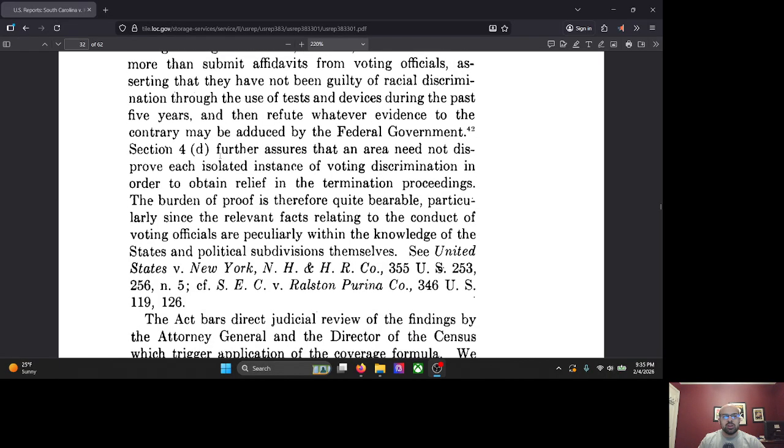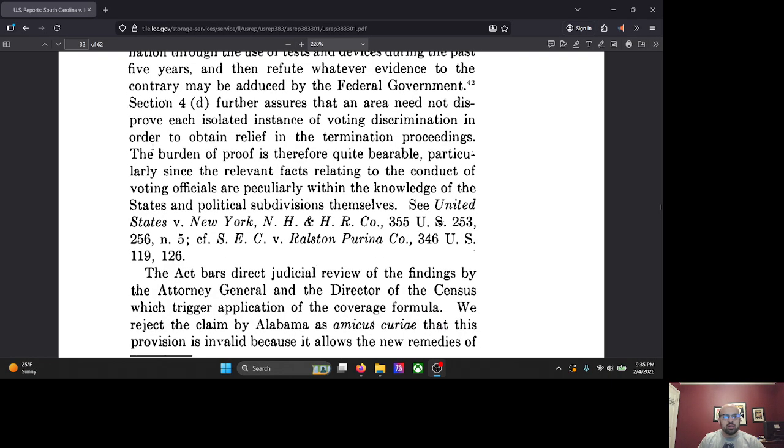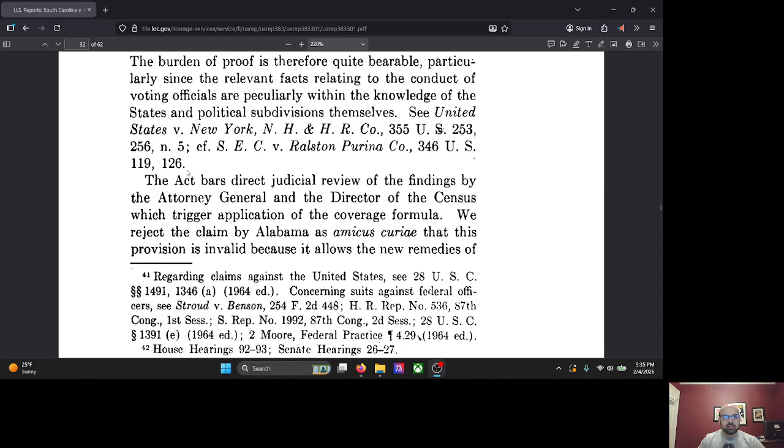Subsection 4D further assures that an area need not disprove each isolated instance of voting discrimination in order to obtain relief in the termination proceedings. The burden of proof is therefore quite bearable, particularly since the relevant facts relating to the conduct of voting officials are peculiarly within the knowledge of the states and political subdivisions themselves.